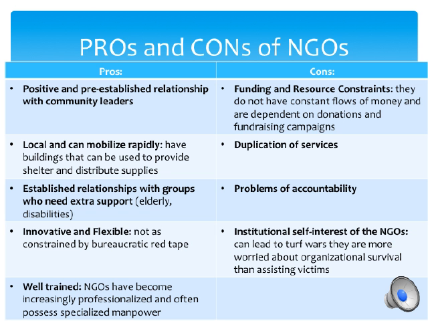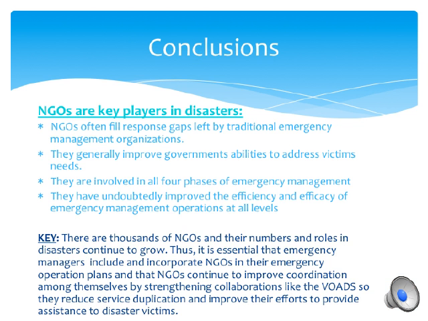Alternatively, NGOs also have several disadvantages, such as their funding and resource constraints. They are dependent on donations and fundraising campaigns for funds. Often, duplication of services can be a problem if NGOs are not coordinated with one another and other responding entities. Additionally, there can be problems of accountability, since NGOs are accountable to multiple constituents. Also, NGOs have been accused of being more self-interested and more worried about organizational survival than providing assistance to victims.